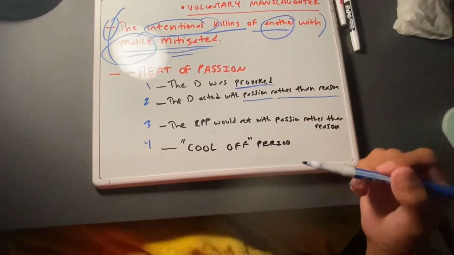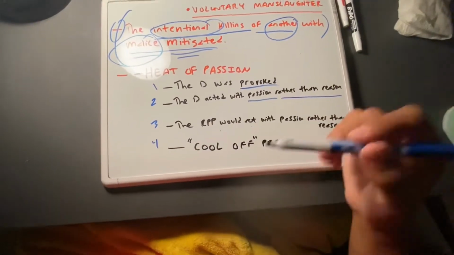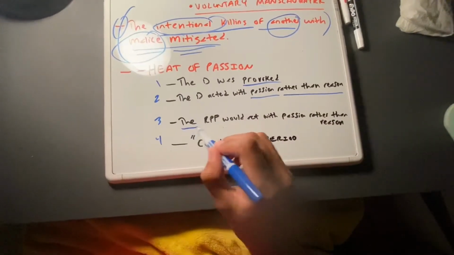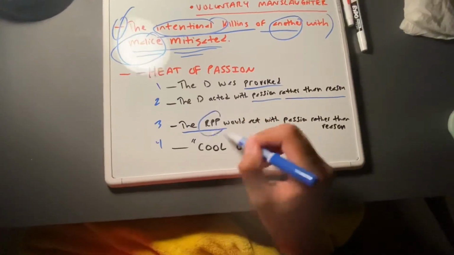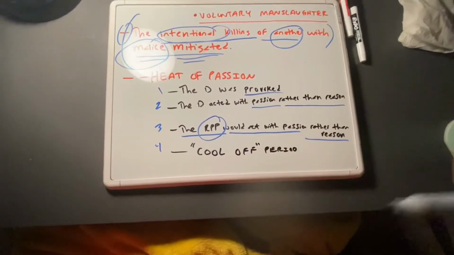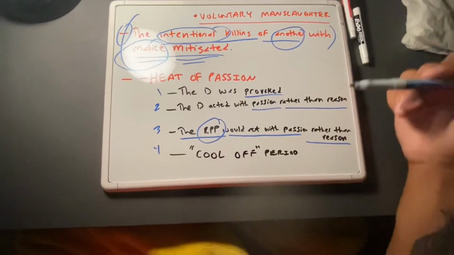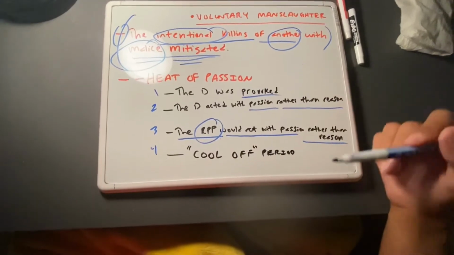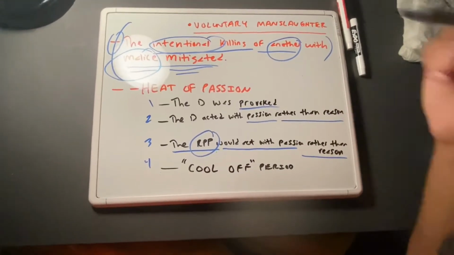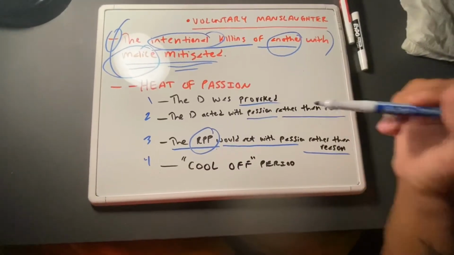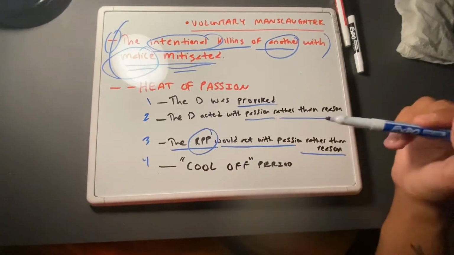Thirdly, it must be reasonable. So it's the reasonable and prudent person test. Basically, the reasonable person would have acted with passion rather than reason, just how the defendant did. Therefore, the defendant cannot just say, oh, I acted with passion rather than reason, therefore I killed this person. The reasonable person must have acted the same way by this provocation.